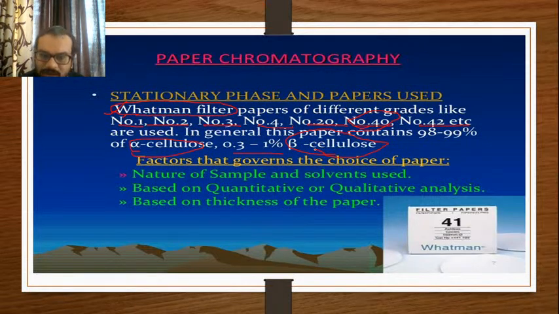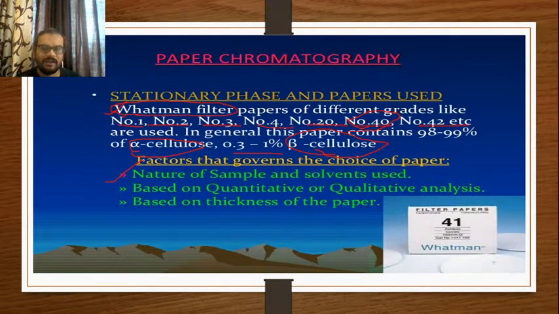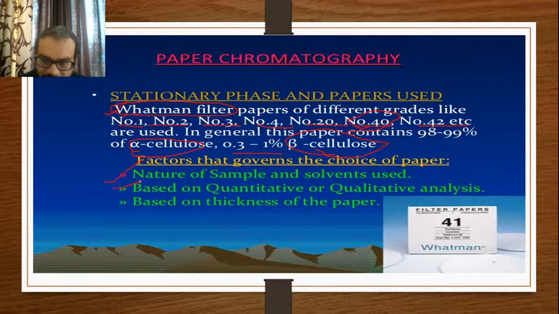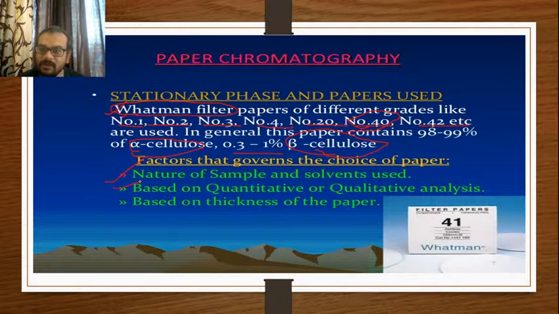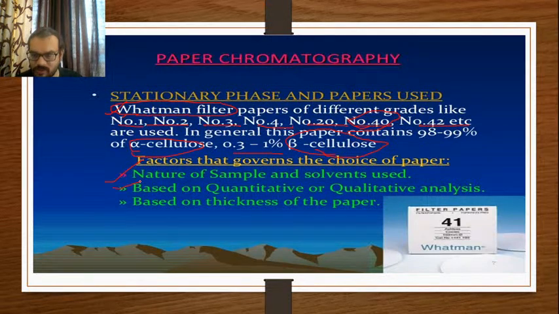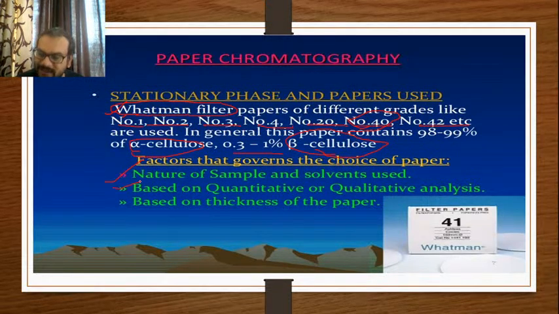Now the factors that govern the choice of paper, as we all know, are the nature of the sample and the solvent used. Depending upon the polarity, its retention capability, and its partition capacity between the solvent and the stationary phase, the paper needs to be chosen. Depending upon whether you need quantitative or qualitative analysis, Whatman filter papers of different grades need to be chosen, and based upon the thickness of the paper, the pore size can also vary in the case of Whatman filter paper.